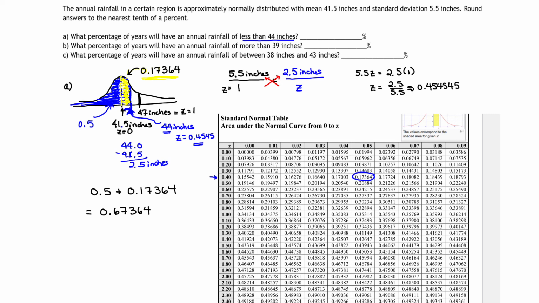And specifically, the problem's asking me to write it as a percent. So I bring my decimal 2 places to the left, and that corresponds to 67.4%. And that's the percentage of years that have an annual rainfall less than 44 inches.